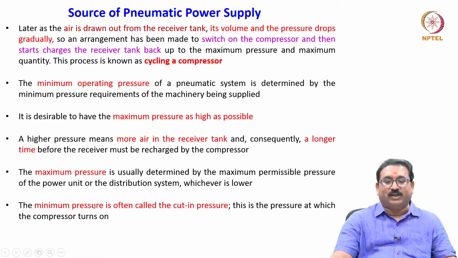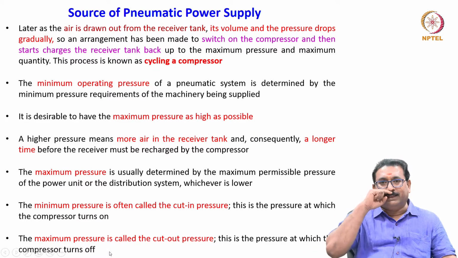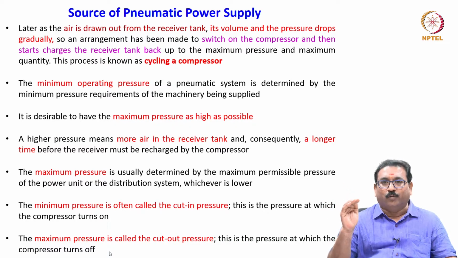The minimum pressure is often called the cut-in pressure, which is the pressure at which the compressor turns on. Similarly, the maximum pressure is called the cut-out pressure. This is the pressure at which the compressor turns off. Please remember, friends, this arrangement is made in the compressor and receiver to maintain the required quantity of pressure and volume in the tank.